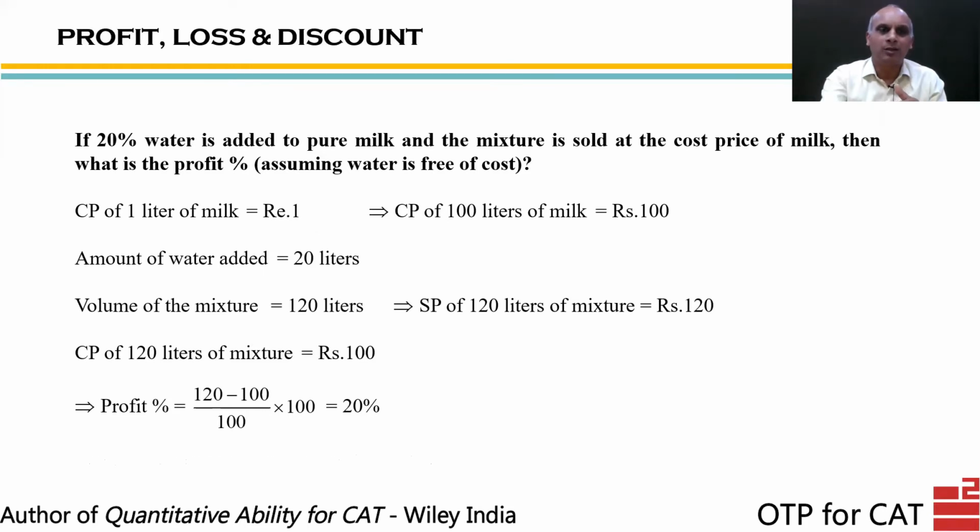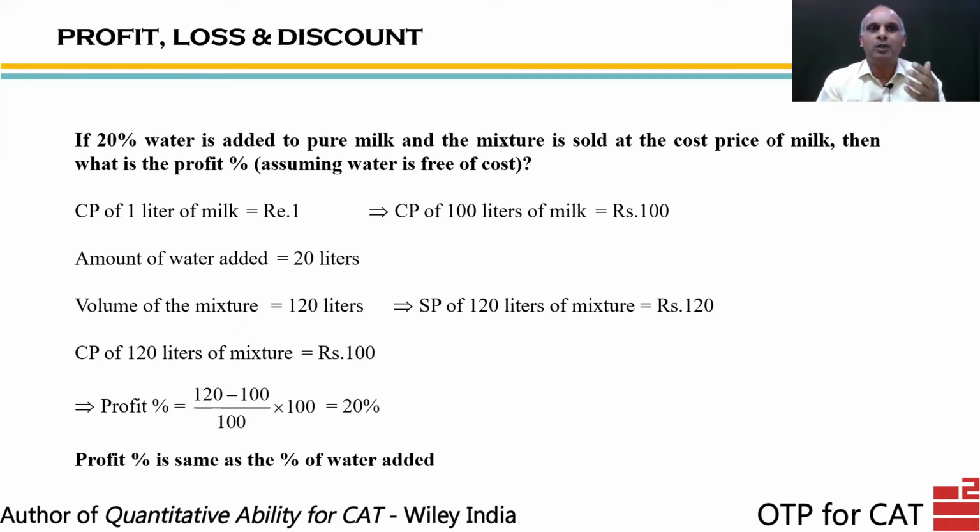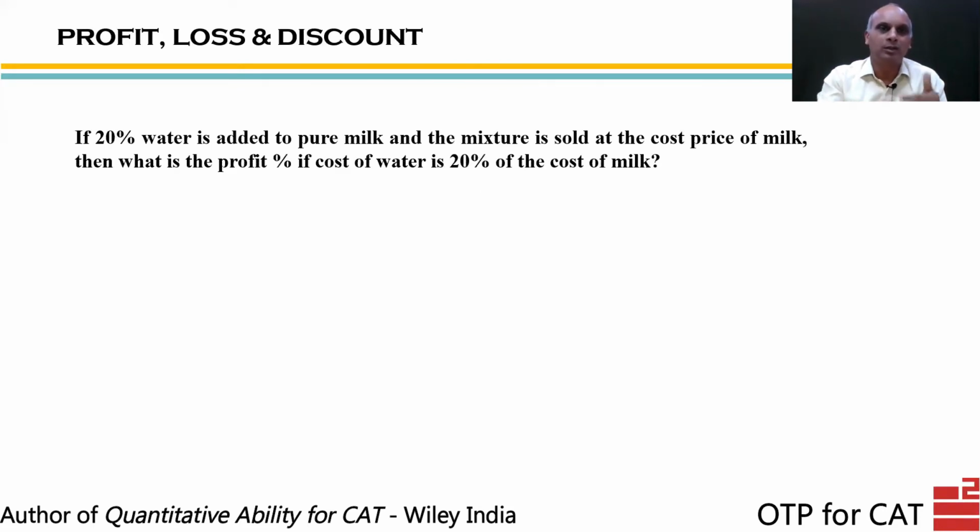It also means one thing, that profit percent which we achieve here will be same as the percentage of water added. So now I can say if I were to add 30% water to pure milk, what is the profit percent? The profit percent will be obviously 30%, assuming that water is free of cost. But what if the water has some cost? So look at the variant of this question, that 20% water is added to pure milk, and same thing is given. What is the profit percent if the cost of water is 20% of the cost of milk? Now this last part makes the whole difference in this question.